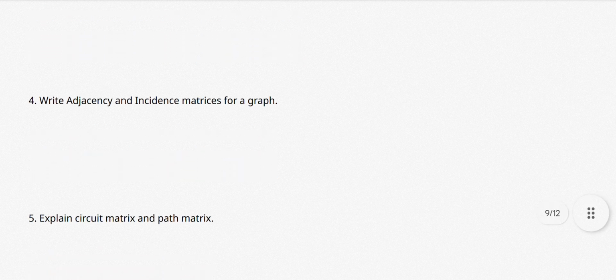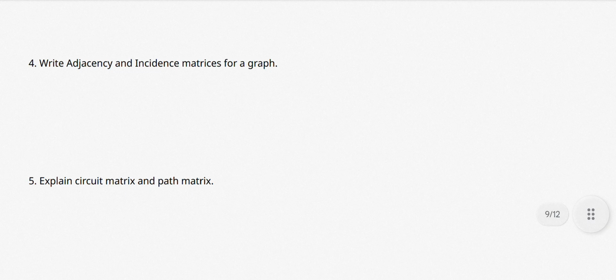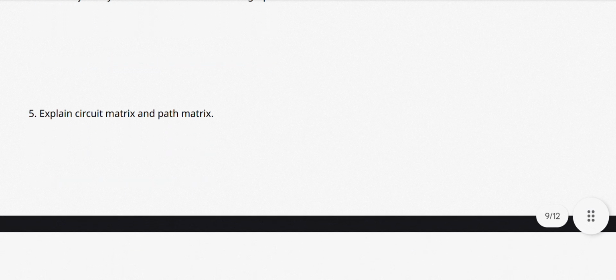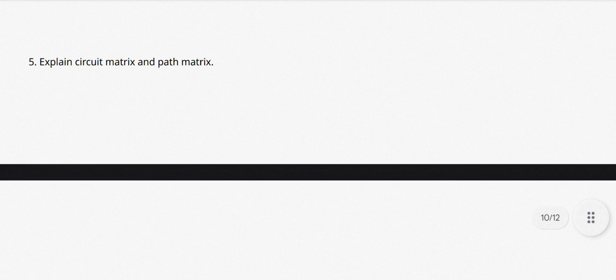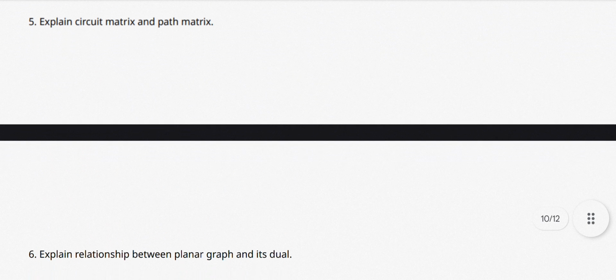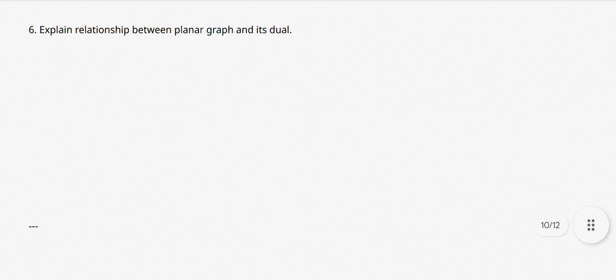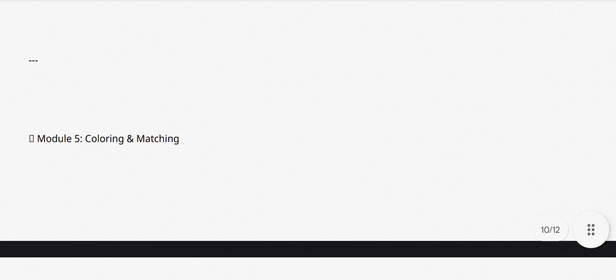Next, fourth, write adjacency and incidence matrices for a graph. Fifth question, explain the circuit matrix and path matrix. Next, sixth question, explain relationship between planar graph and its dual.